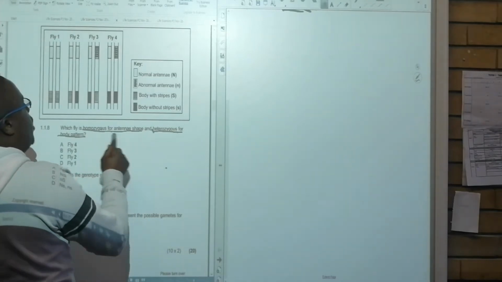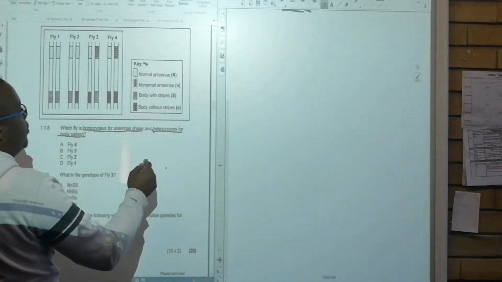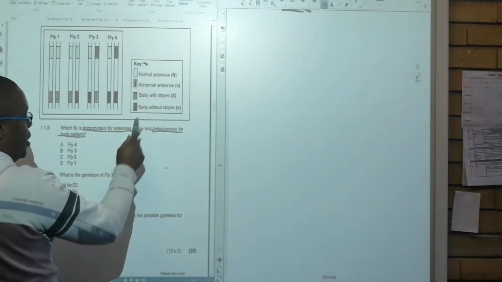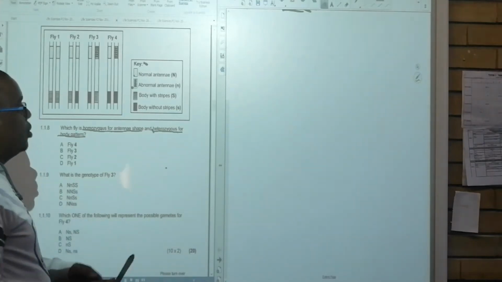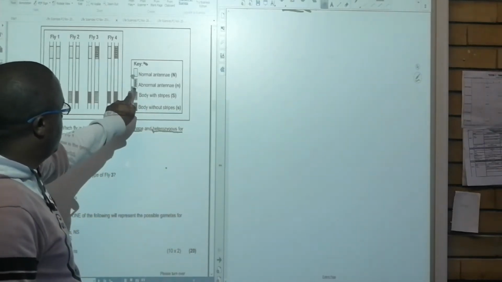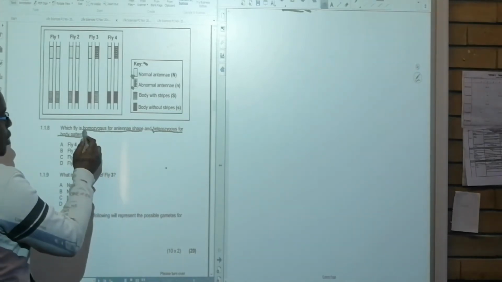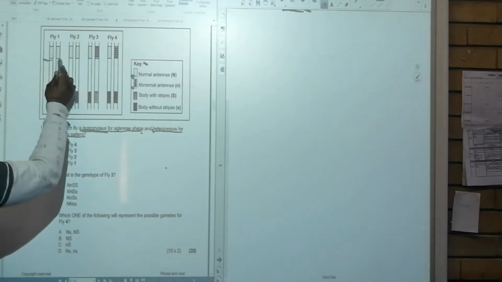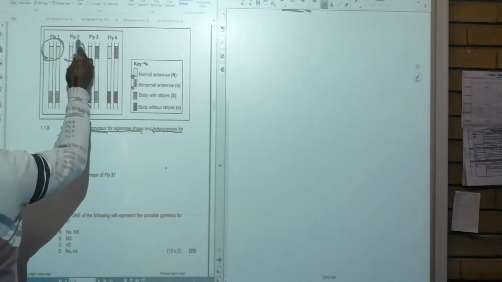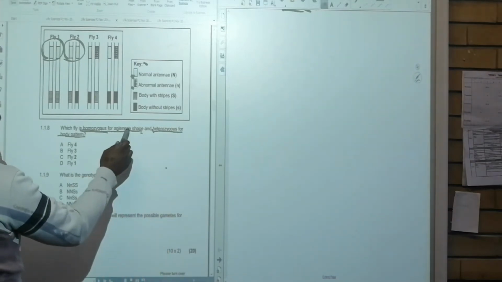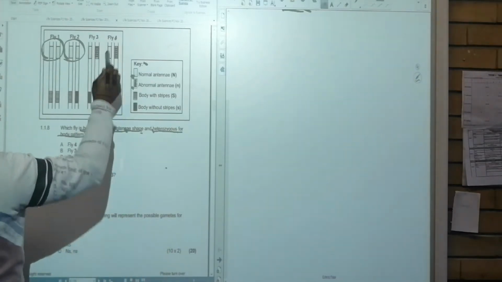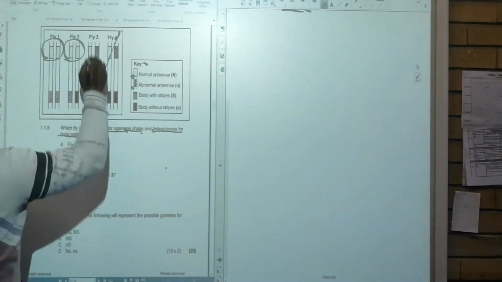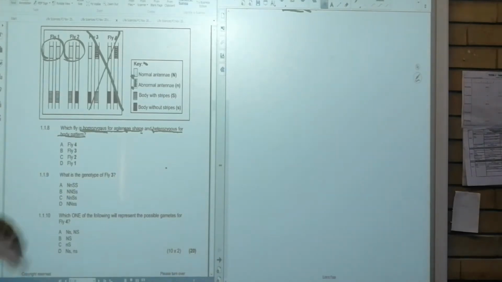Which one is homozygous for antenna shape? We have our key here. We need a fly that has this together or this together, for us to get homozygous for antenna shape. Is this one homozygous? Yes. Is this one homozygous? Yes. What am I looking for? Antenna shape. Are fly 3 and fly 4 homozygous for antenna shape? No. So immediately these are out. Our answers are going to come from there.